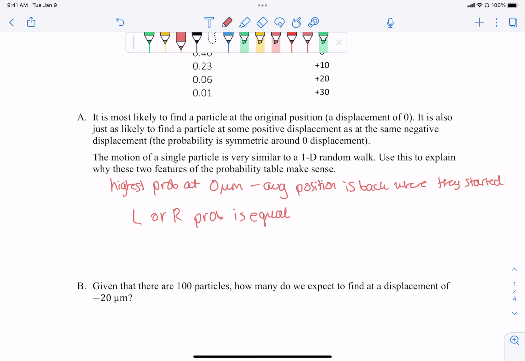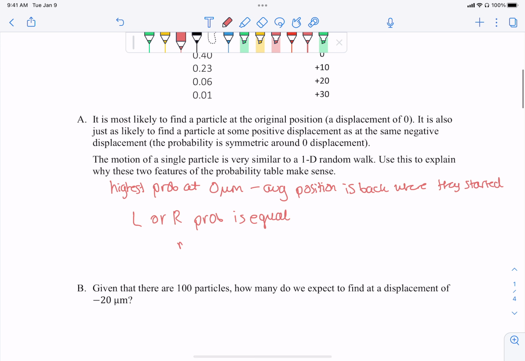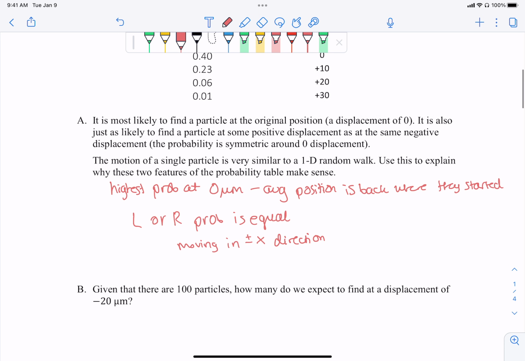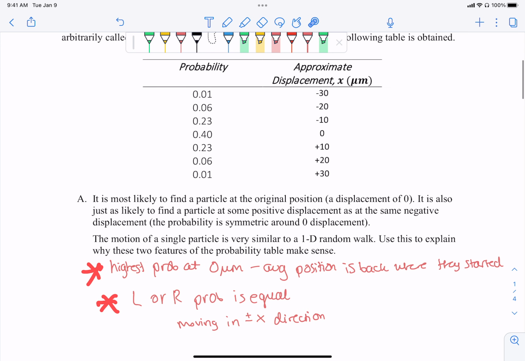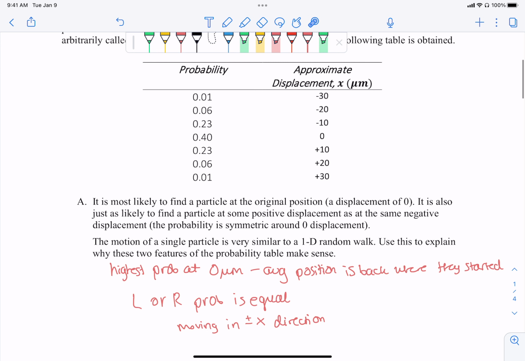So the step of one molecule is not affected by any other molecule. They're completely independent. So moving in the negative or positive x direction would have an equal probability of occurring, and that's why they mirror each other. So these are your two points essentially as to why this table, or a table of data values, can be related to a 1D random walk.